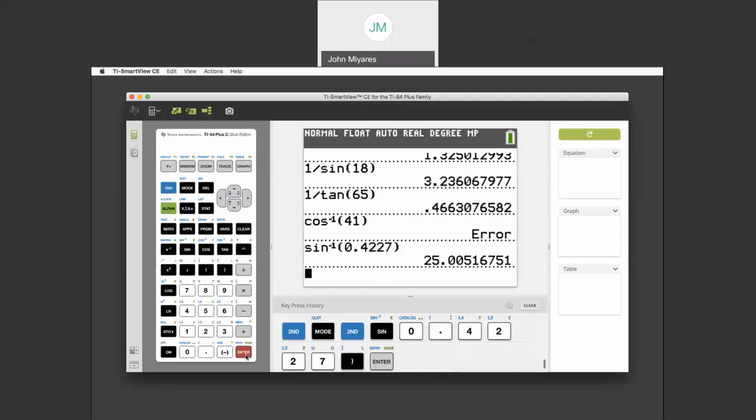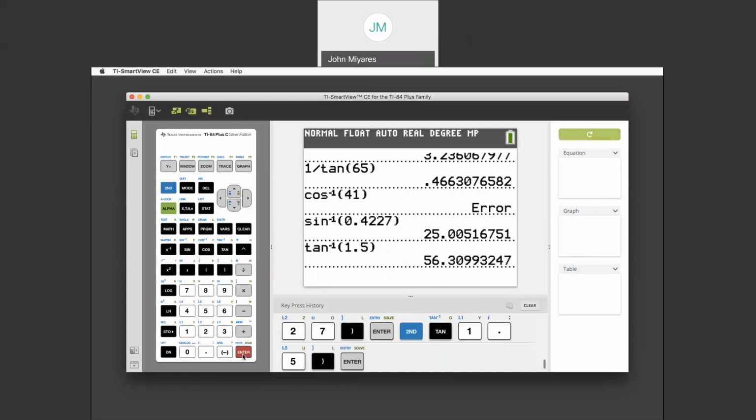We can do that for others as well. Let's say I wanted to get the inverse tangent of 1.5. I'll hit second function, tangent, 1.5. I'll close my parentheses, hit enter, and I have approximately 56.3 degrees.